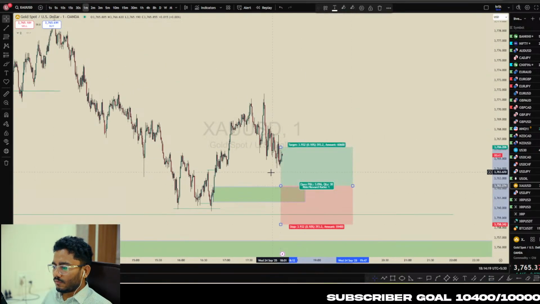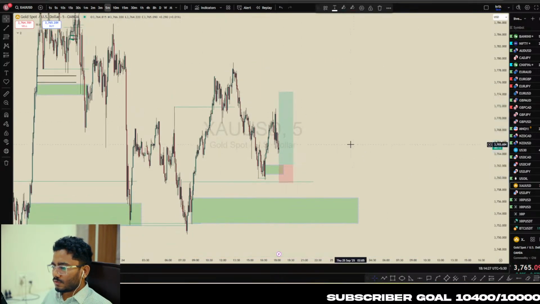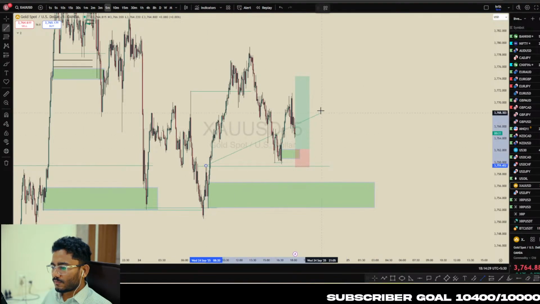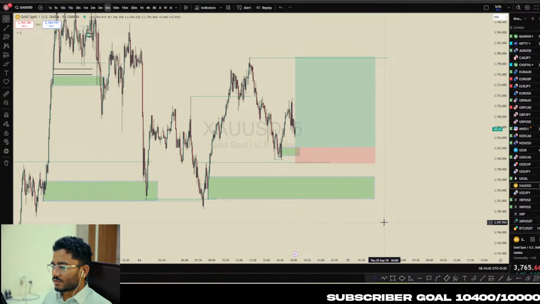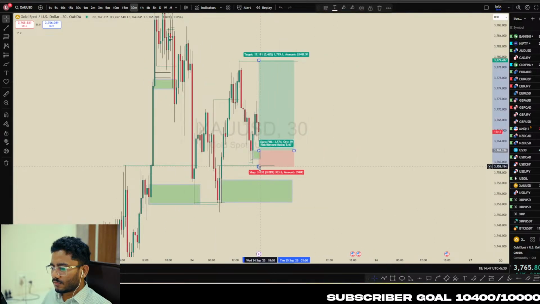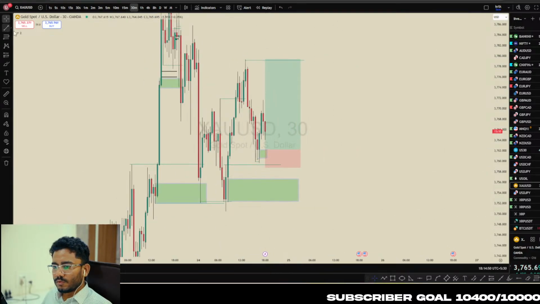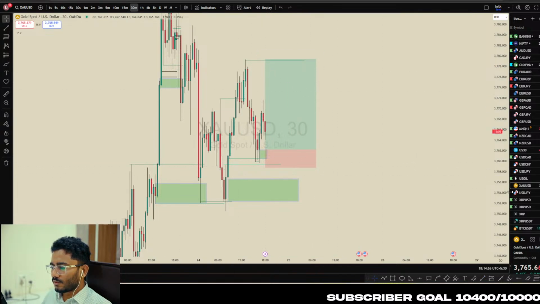So if we get entry from here and put stop loss below this low and target, this will be the first target. The next high, which is a trend line liquidity, will be the second target, which is this one. So 1 is to 6, 1 to 30 minute. Because this imbalance is not fulfilled, then we'll also cover this one. So it's around 1 is to 5.